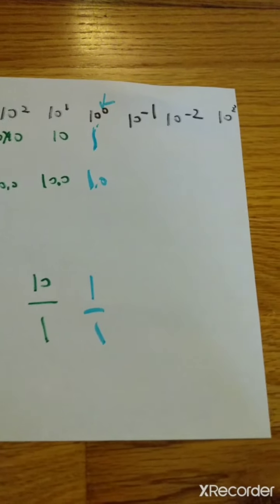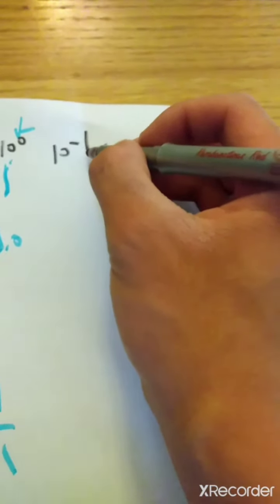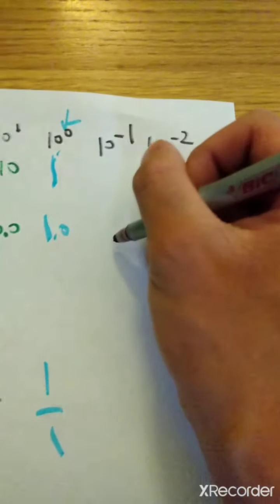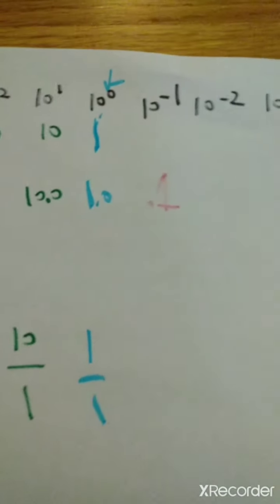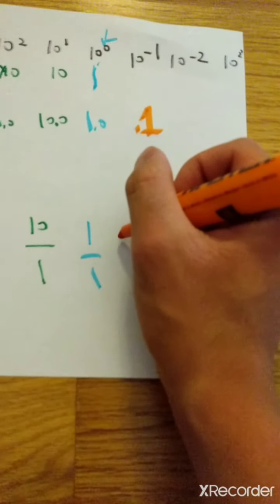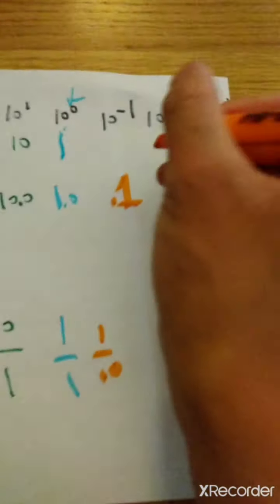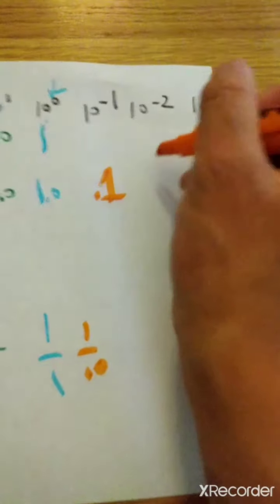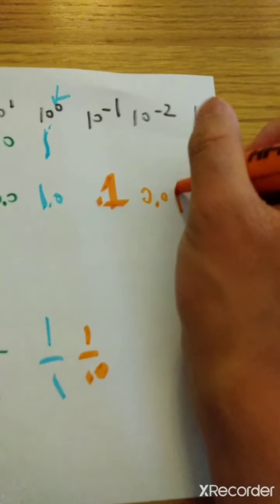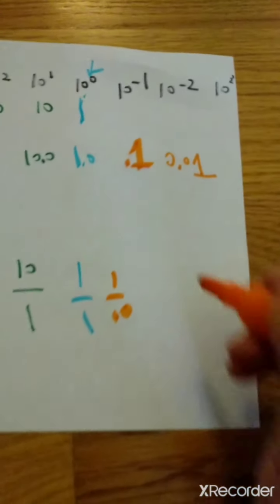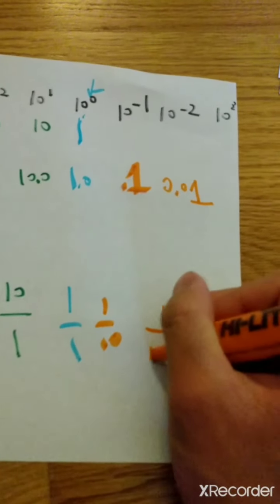But here's the surprising news. We have 10 to the negative 1. So we're going to have our answer for a decimal as 0.1. And our fraction would be 1 over 10. For 10 to the power of negative 2, we get 0.01. And our fraction for this one would be 1 over 100.